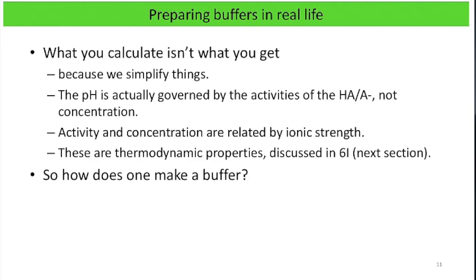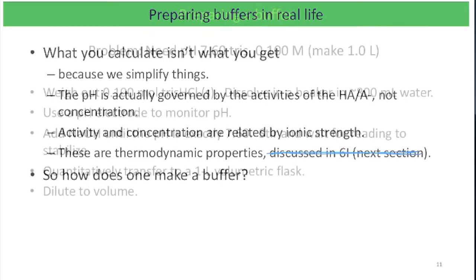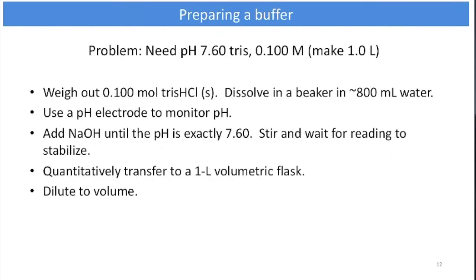So if calculating how to make a buffer is not going to be useful, right? We could calculate how much acid and how much base we need in order to make the buffer, but if that's not going to give us the pH we want, how would we actually do it? Well, I don't think anybody really uses the Henderson-Hasselbalch equation in a lab to prepare a buffer. The way we would do it in the lab would be more like this.